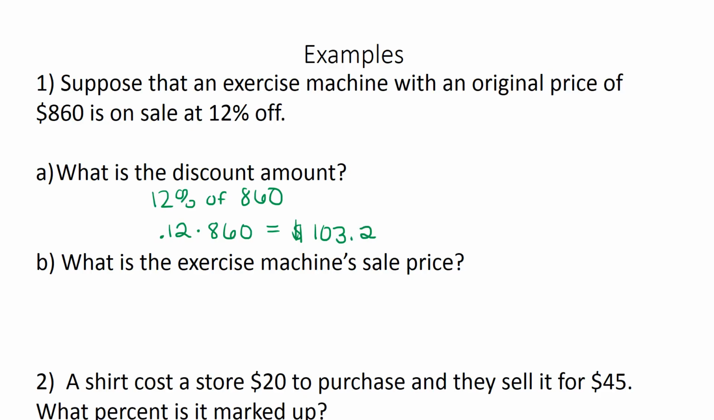So $103.20 is the discount amount. What is the exercise machine sale price? So we take the original amount minus the discount amount.